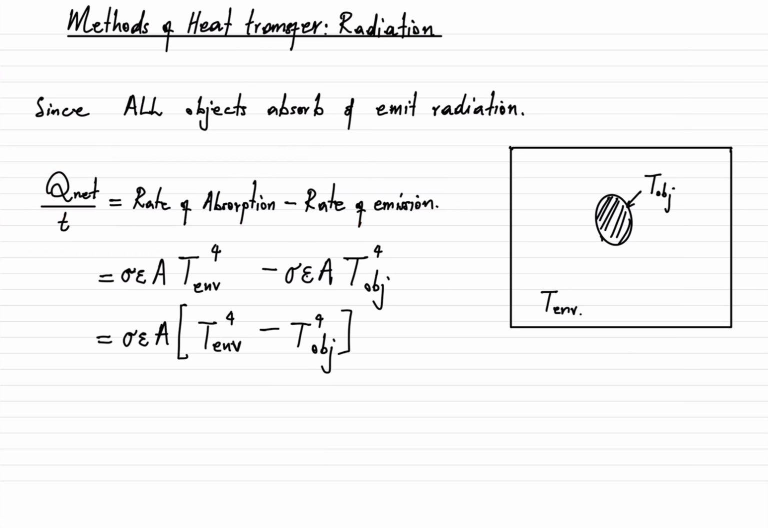That is, the net rate of radiation is equal to the rate of absorption. In other words, how fast is the object absorbing minus how fast is it emitting. The outcome here will tell us the net rate of heat transfer by means of radiation.